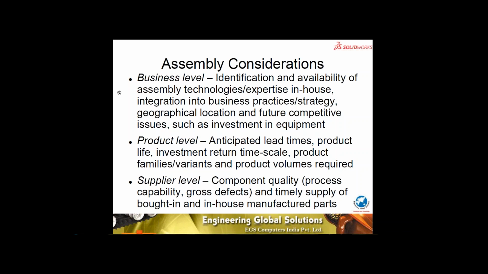Mind you, these assembly considerations in terms of business level, product level, and supplier level are dynamic. So once you sign off, we need to keep revisiting this as a part of the continuous improvement process, so that as the life cycle of the process progress happens, from a cost consideration point of view, we would necessarily have to revisit this to keep the profit margins intact, if not better.